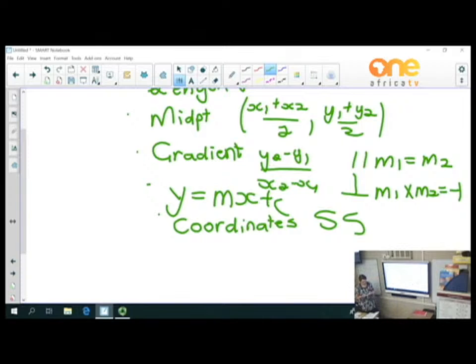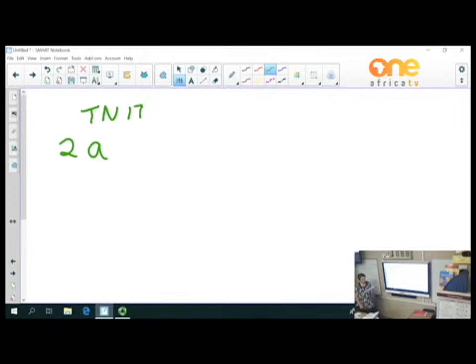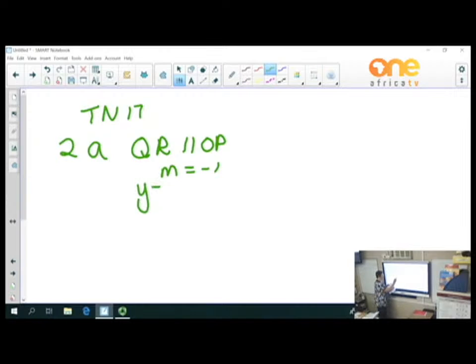This is the summary. Must I start with number 2E, or where should we start? So determine the equation of the line QR. Now, what you know here is that QR is parallel to OP. Look at your picture. QR is parallel to OP, and they gave you the gradient of OP. So we need to find QR now, but QR is parallel to OP, so the gradient is also going to be -1.